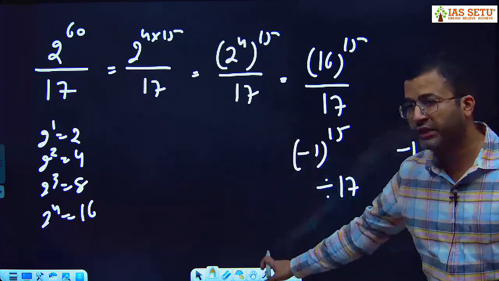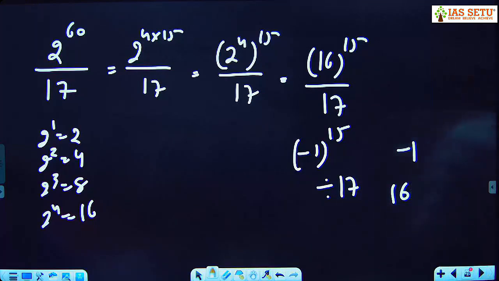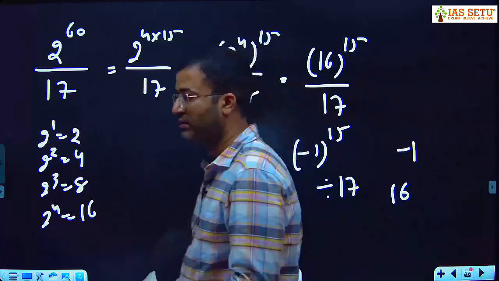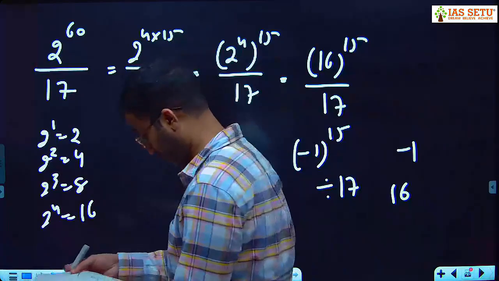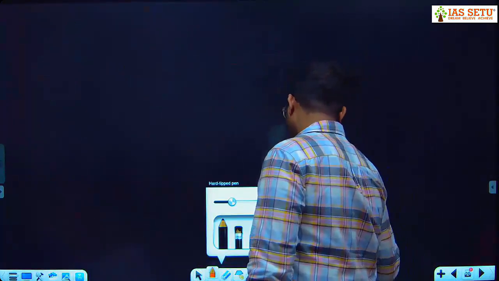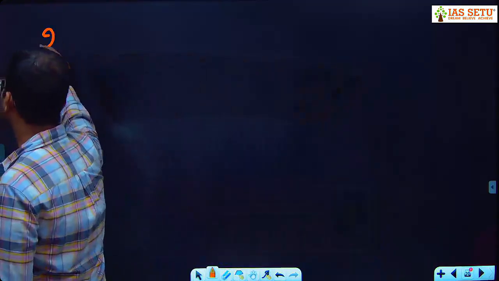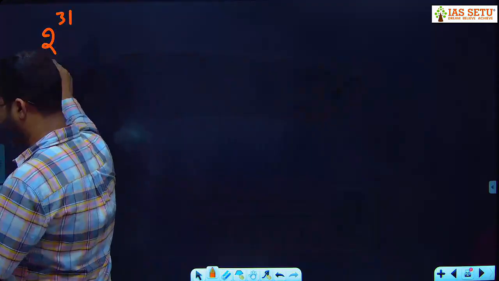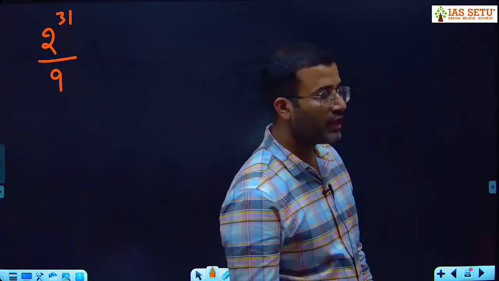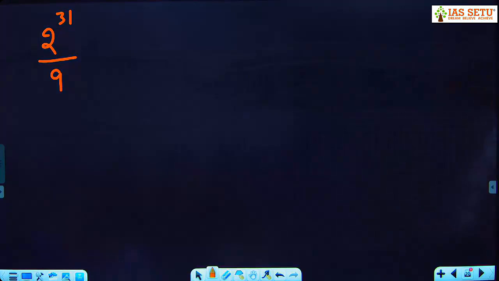If you are comfortable with this, can I increase the difficulty level? Let us try, because UPSC will do it anyway. If we don't increase the difficulty, UPSC will increase it. It won't listen to you. Okay, try this question. 2 to the power 31 divided by 9. And if you can handle this question, it means you will be comfortable in this topic. It means you have understood this topic.